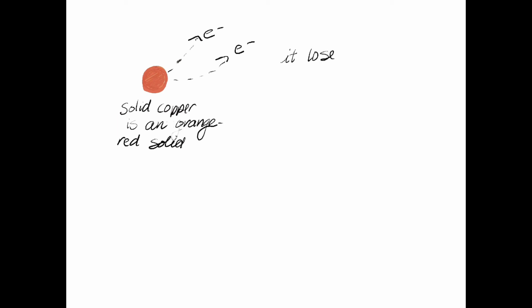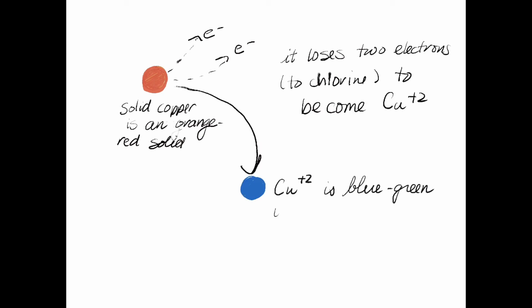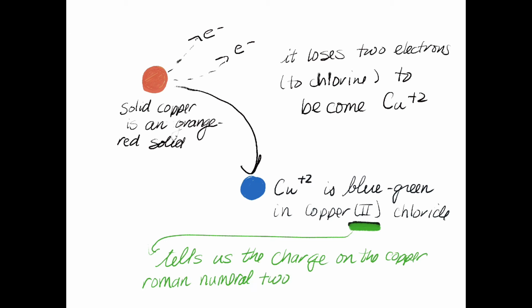So now we're going to look at copper and chlorine together. Copper is a solid orangey red substance. It's going to give off 2 electrons. And when it does this, it becomes Cu plus 2 because it's losing negatives. And Cu plus 2 is a blue-green in copper 2 chloride. That Roman numeral just tells us the charge on copper is plus 2.